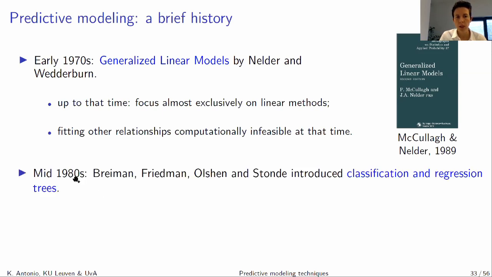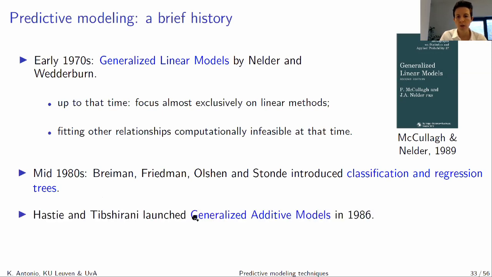Then in the 80s, Breiman and co-workers introduced classification and regression trees. So you may recognize here the acronym CART. So we're going to talk about that later on. So CART stands for classification and regression tree models, right? So that's everything that has to do with decision trees, regression trees. Then the generalized additive models, end of the 80s.